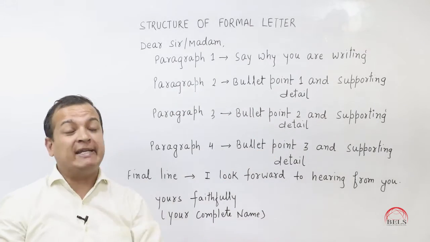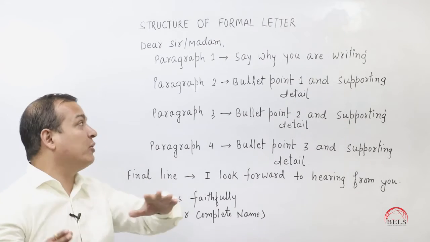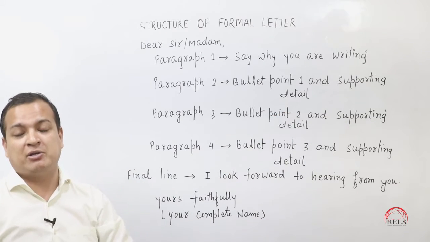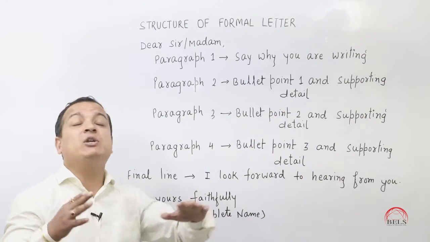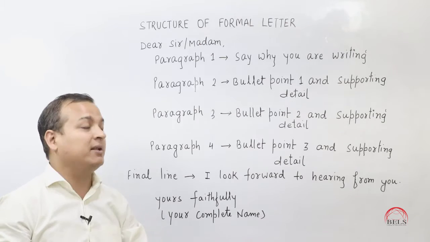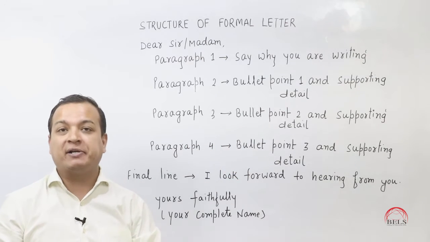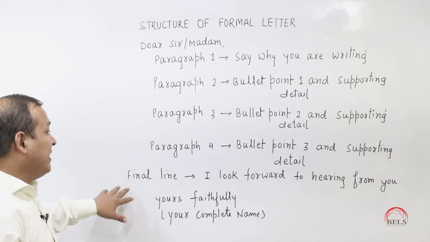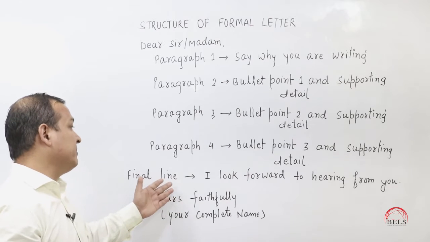You know that in the letter you get 3 bullet points which you have to use. So use those bullet points in detail, and explain that bullet point with supporting detail. Then paragraph 3 will be bullet point 2, and you'll support that in detail. And then for paragraph 4, you'll use bullet point 3 from the question itself, and then support it with the detail.